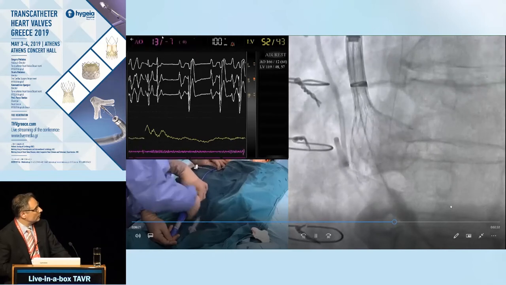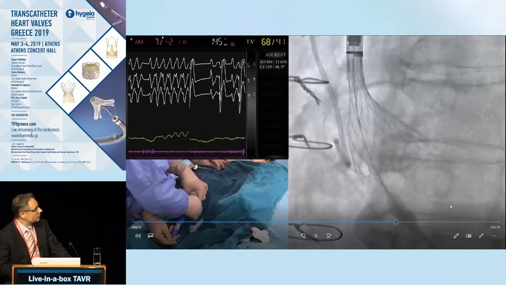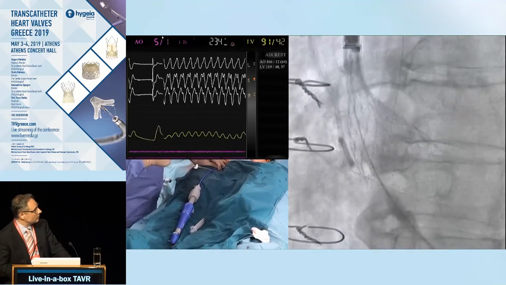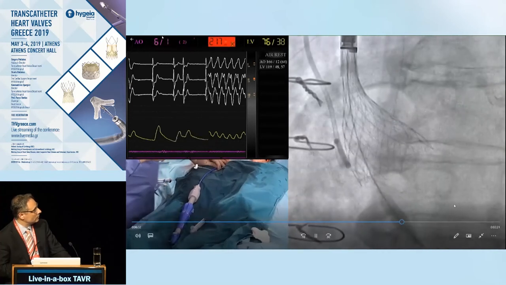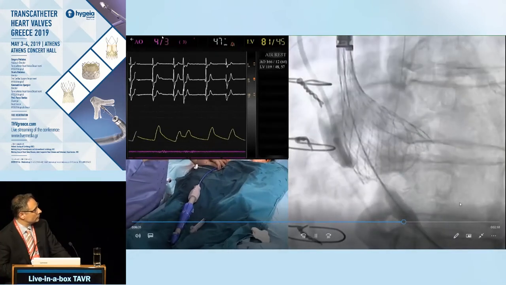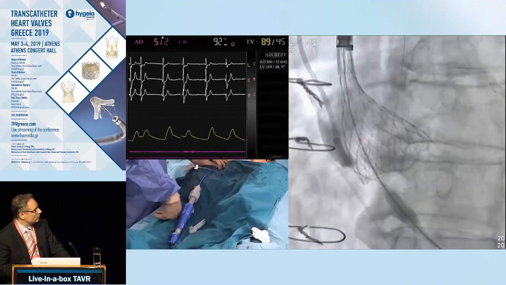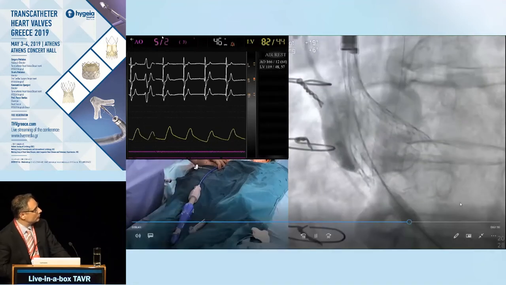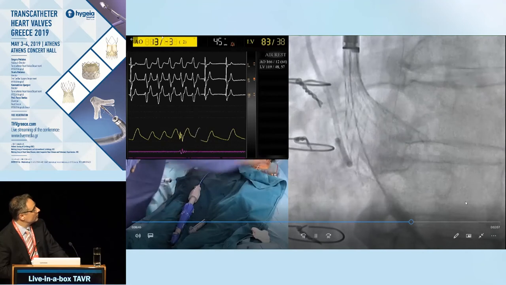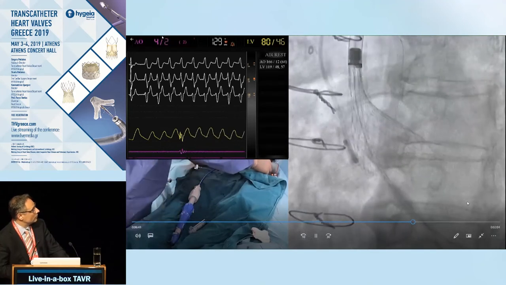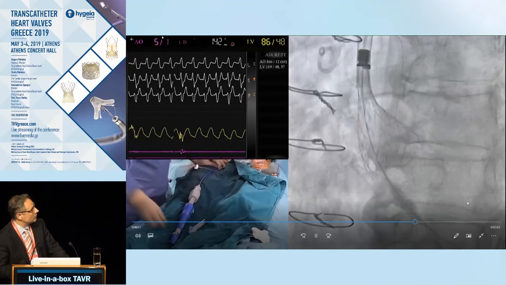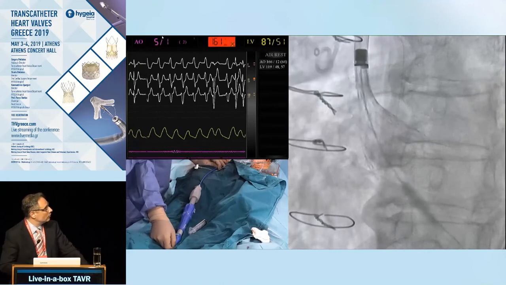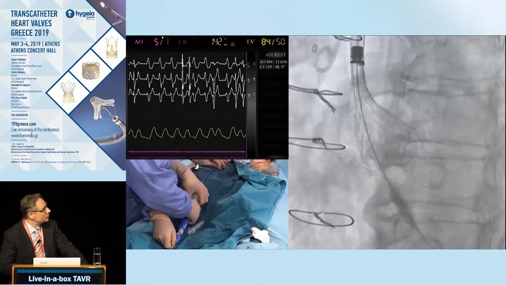So one more time, the second time, the partial recapture. You see that at that time the depth of the device was much better compared to the previous one. It must be below 10 millimeters, below the first cell. And then according to the hemodynamic behavior and aortography, revealing no severe, no moderate AI, we decided to release the valve. When we do this step, we're trying to release the tension.